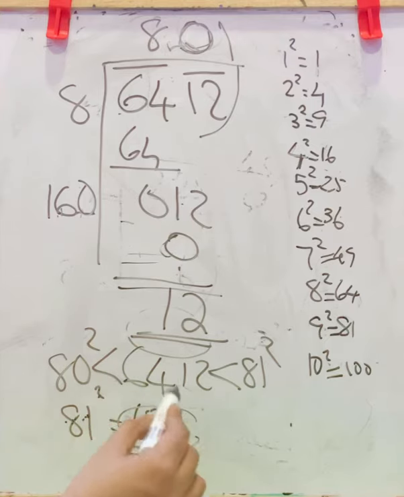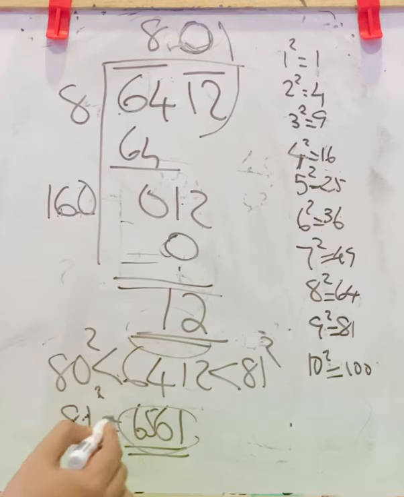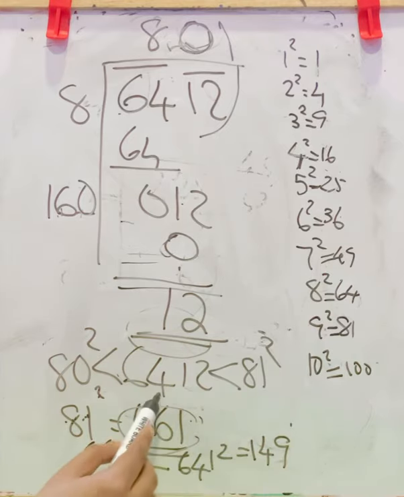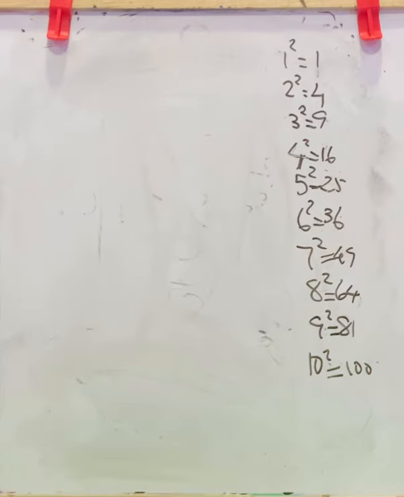What is the difference between that? That number should be added to this question number to get a perfect square like this. So 6561 subtract 6412. The answer is 149. So if you add 149 to this number, you will get a perfect square. Next is a statement problem.